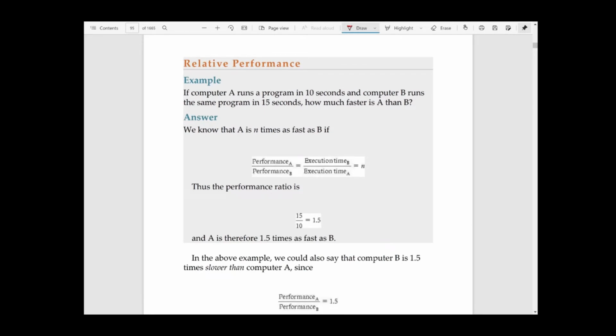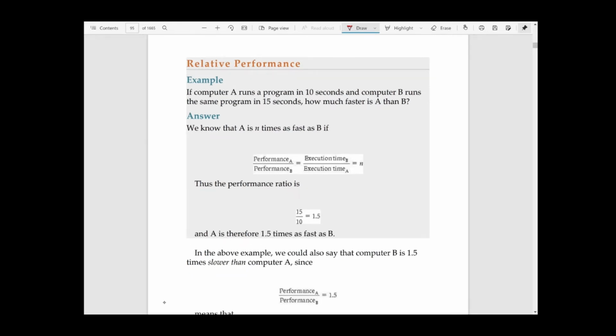This example is saying if computer A runs a program in 10 seconds, and computer B is running it in 15 seconds, how much faster is A than B? Obviously A is faster, right? Because A is completing the program in 10 seconds and B is completing the same program in 15 seconds. But the question is how much faster A is than B. Obviously B is slower than A, but how much faster is A?